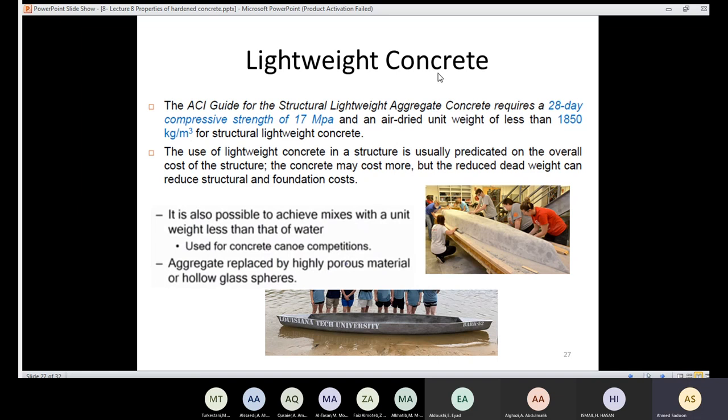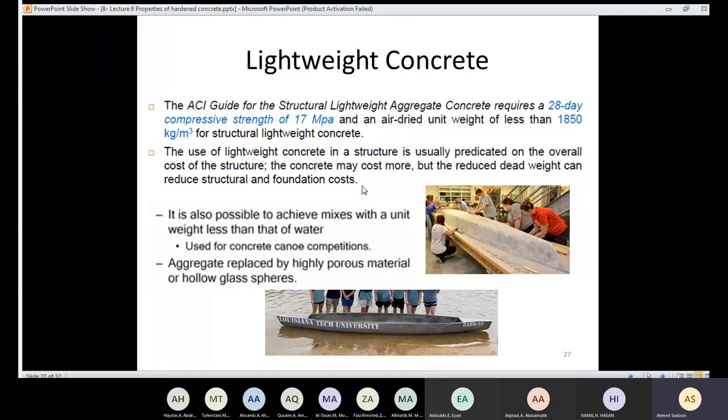So what is the benefit of lightweight concrete? If you are going to use lightweight concrete, even though the initial cost is going to be higher, because of the reduced dead weight, it can reduce the structural and foundation cost. Producing lightweight concrete is going to cost you, but the dead load of the structure is going to be reduced, which means the cost is going to be reduced, because the weight of the columns, the foundation, and the slab is going to be reduced, and the amount of concrete is going to be reduced as well, and the weight of the elements is going to be reduced as well. So the final cost is going to be good for you.